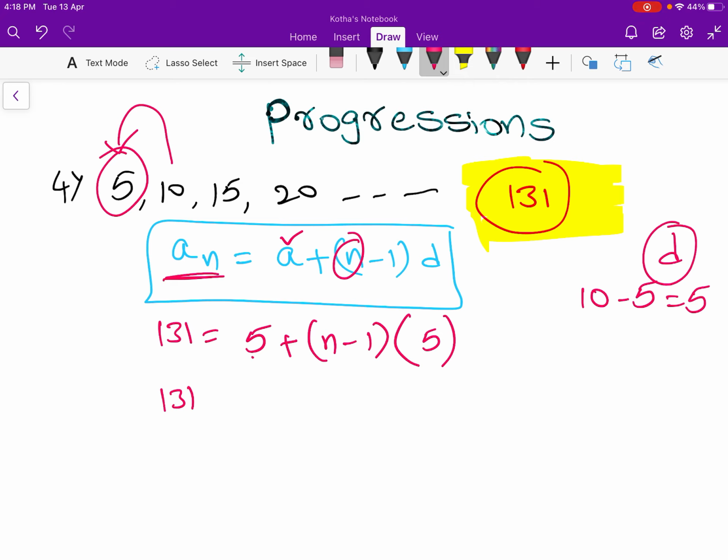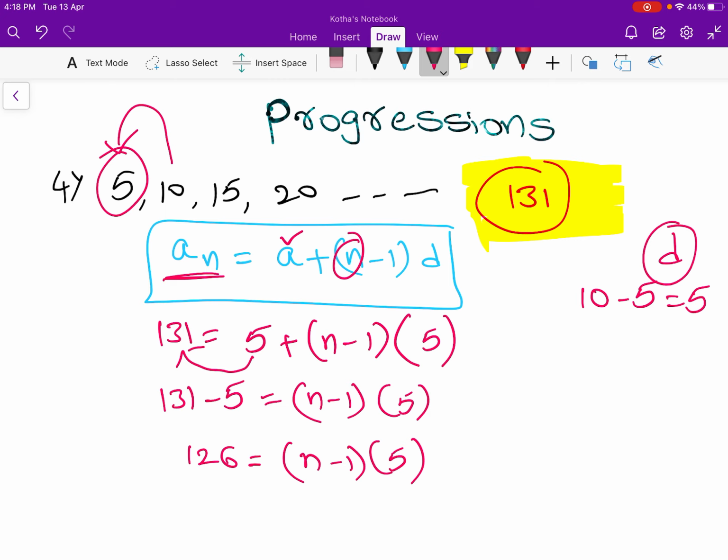131, this plus 5 I am taking to the other side, then it becomes 131 minus 5 equals n minus 1 times 5. 131 minus 5 is 126, which equals n minus 1 times 5. Now again I am taking 5 to the left side, then we get n minus 1 equals 126 divided by 5. After coming to this step, we need to check whether 126 is exactly divisible by 5 or not.